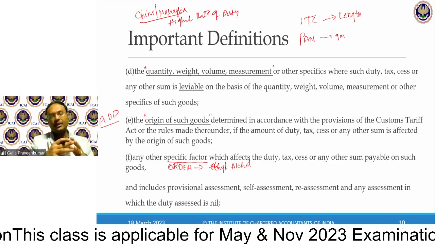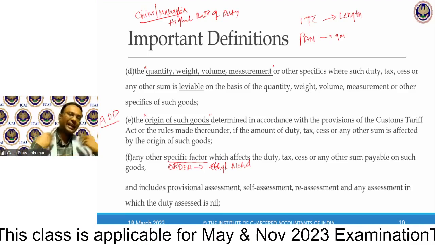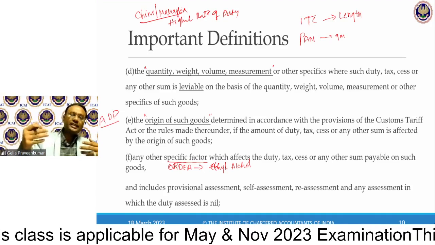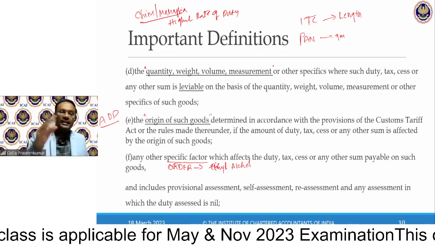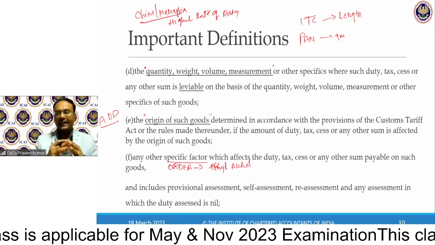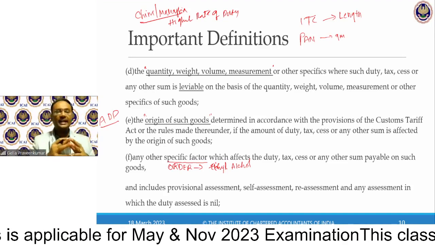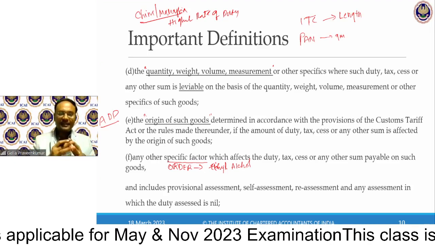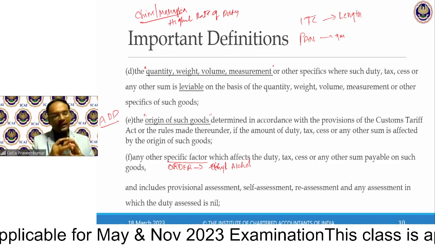I file an application called provisional assessment. Self-assessment, where I, as an importer, declare this is my HSN number, this is my classification, this is a usage, this is a state of origin, and there is no special order required. There are no special factors required. That's called self-assessment. Reassessment is where, in spite of paying the duty, the customs officer himself carries on a process called verification of your assessment. That is called reassessment. All these are part of the definition called assessment.